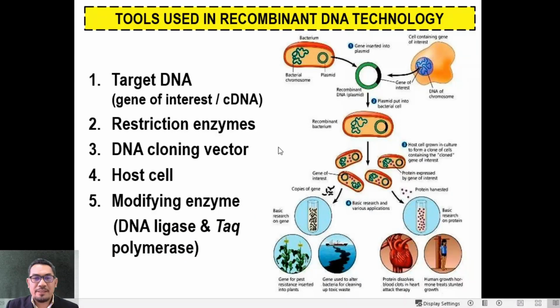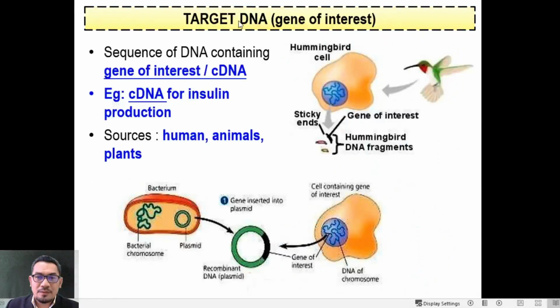Next, I will explain the tools used in recombinant DNA technology that consist of target DNA or gene of interest, restriction enzyme, DNA cloning vector, host cell, and modifying enzyme. First is target DNA. Target DNA refers to the sequence of DNA containing the gene of interest, or cDNA. For example, cDNA for insulin production. The sources for target DNA are, for example, human, animal, and plant.